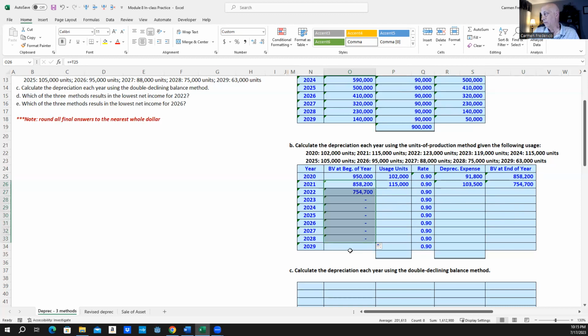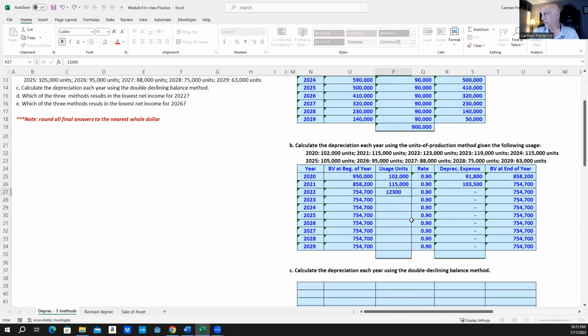Okay. Oops, all the way down. I can copy this formula all the way down. Okay, the only thing that's changed is now we have to enter the number of units for every year. So 2022, we use 123,000 units.